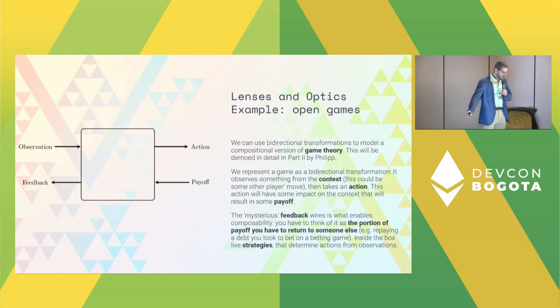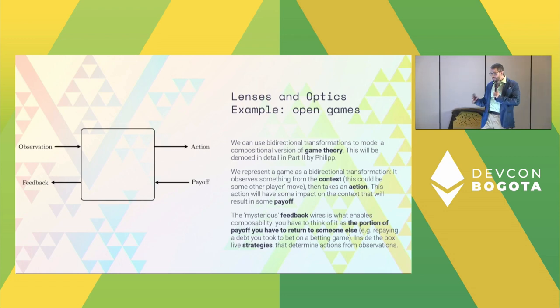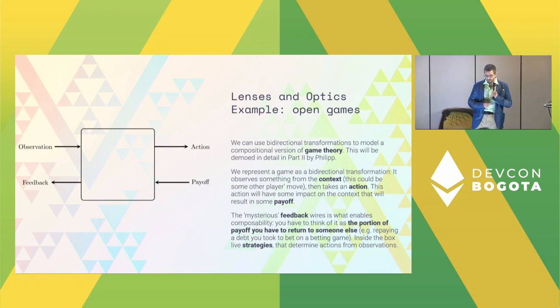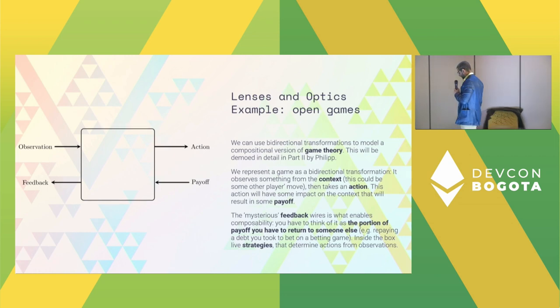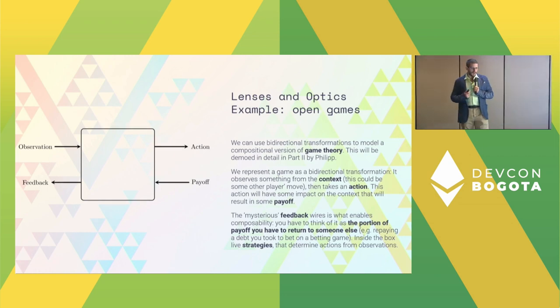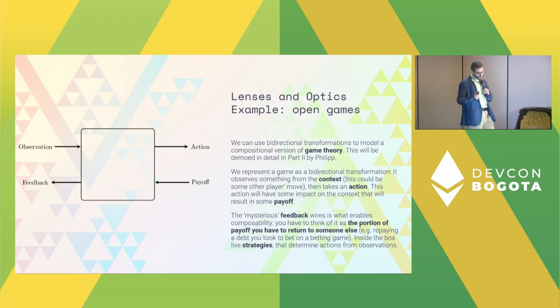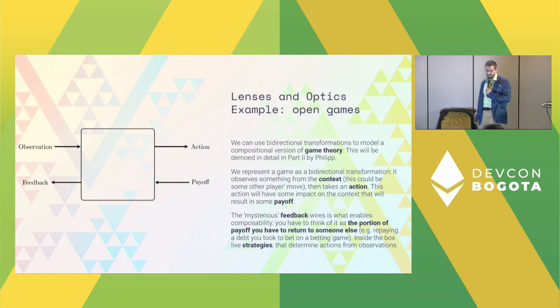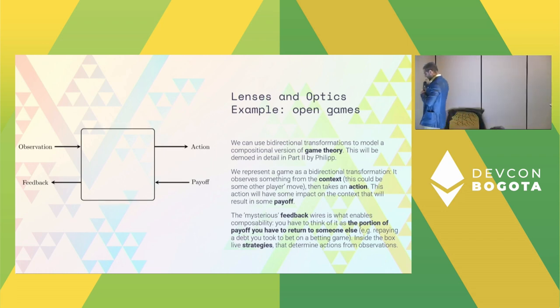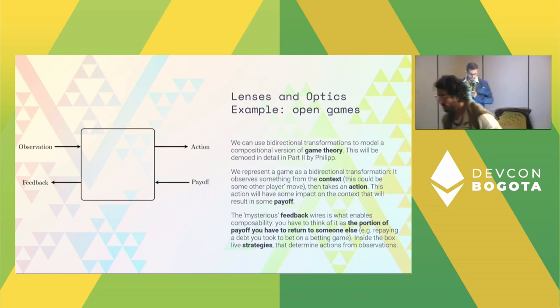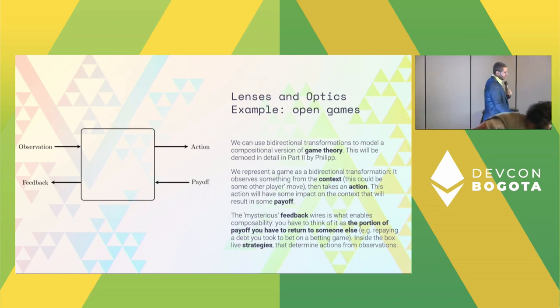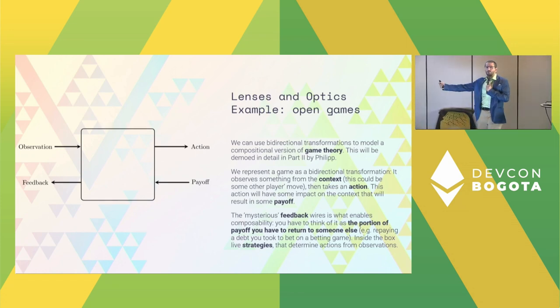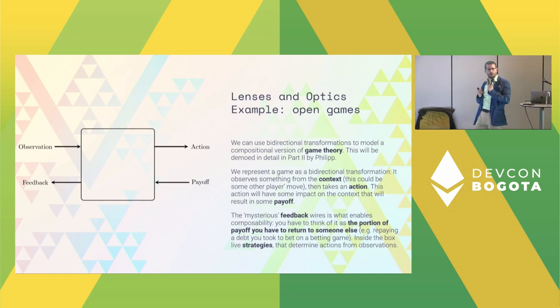Another example, and this will be the main point of the second part that my colleague Philipp will do, is game theory. So we can model games in game theory as open processes, basically. In that case, a game will be a process that has, again, two inputs and two outputs. It will take an input, an observation, so it will observe the world. It will spit out an action according to some strategy. It will receive a payoff from the outside world, and it will return a feedback.